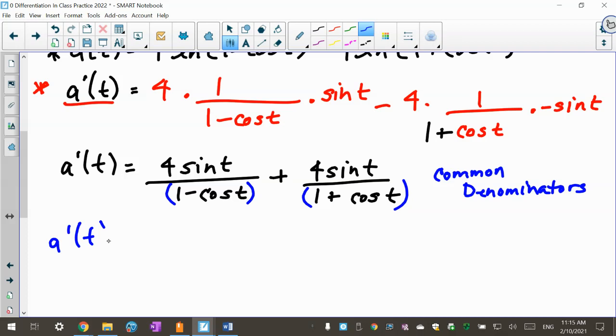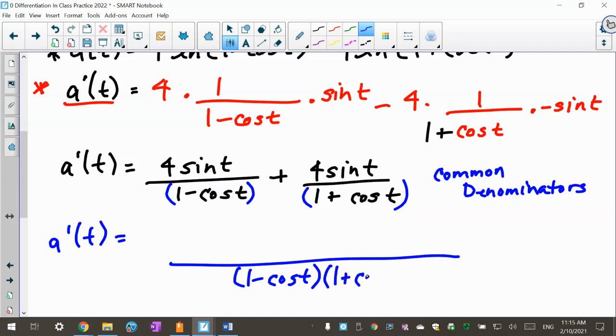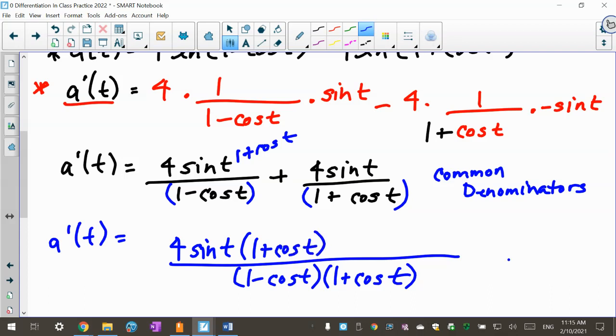So a prime of t is going to equal, ready? The denominator is 1 minus cosine t times 1 plus cosine t. And when I want to see what I'm missing here, I'm missing the 1 plus cosine t, so I'm going to multiply this whole fraction by 1 plus cosine t. So I have 4 sine t times 1 plus cosine t because that's what I'm lacking. Here I'm missing the 1 minus cosine t. So I have plus 4 sine t times 1 minus cosine t.